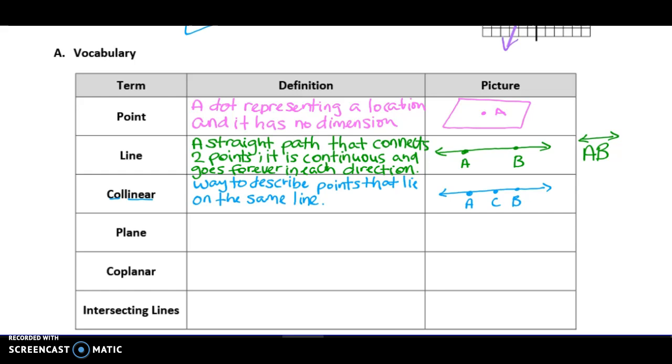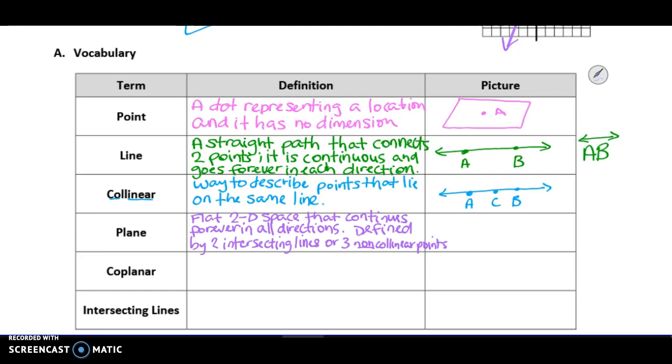Next would be a plane. So this is a flat, two-dimensional space that continues forever in all directions, and it can be defined by 2 intersecting lines or 3 non-collinear points. So the way we would identify a plane in our picture form is with a box almost representing like a sheet of paper. The part where it says it's defined by 2 intersecting lines or 3 non-collinear points, that we're seeing defined, meaning it's identified through these means.